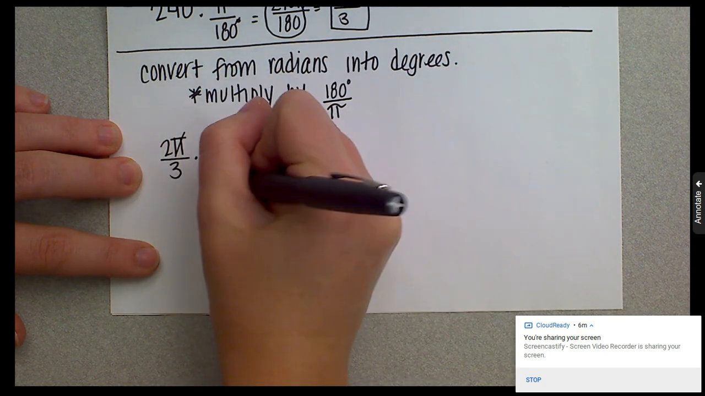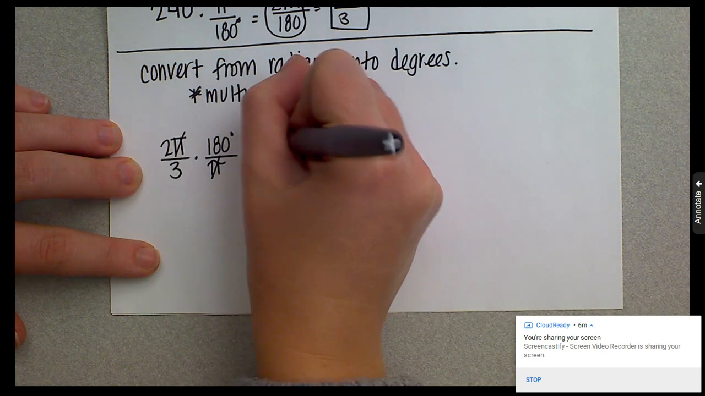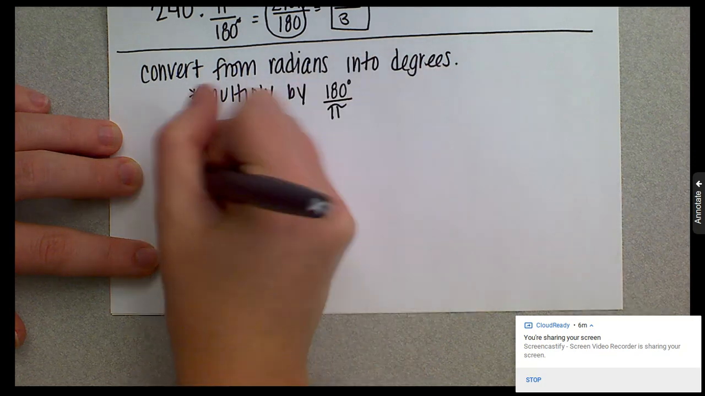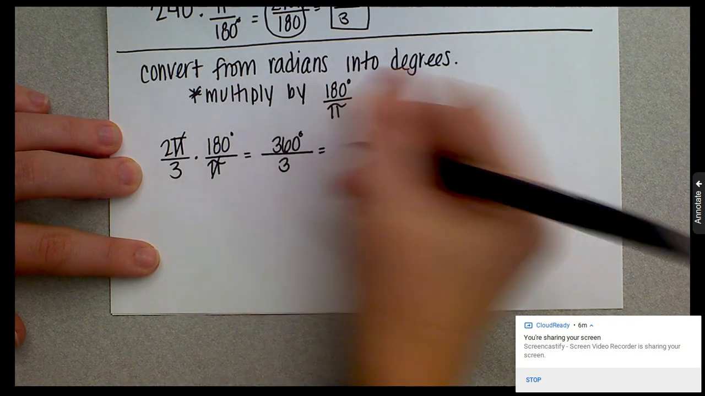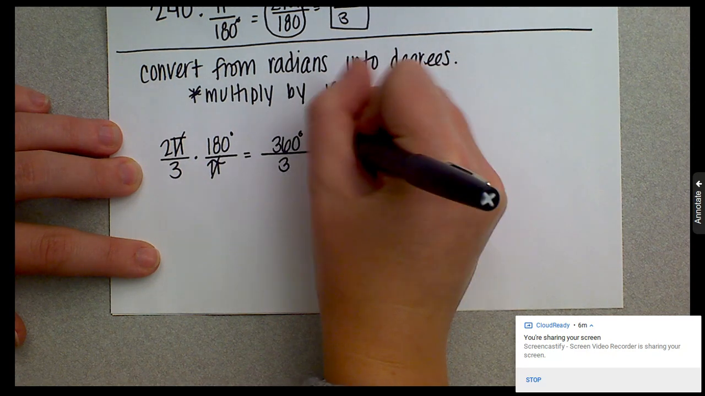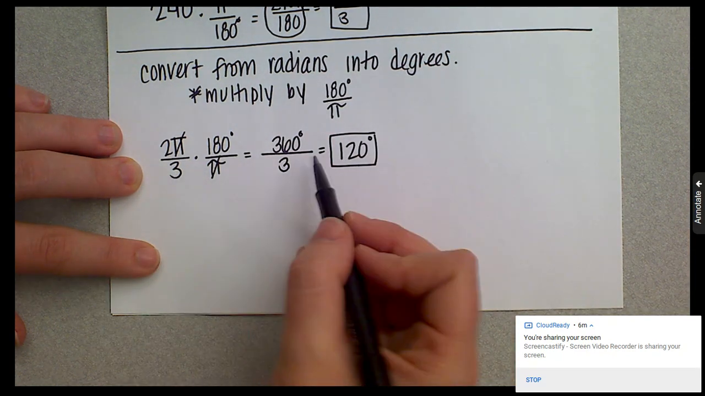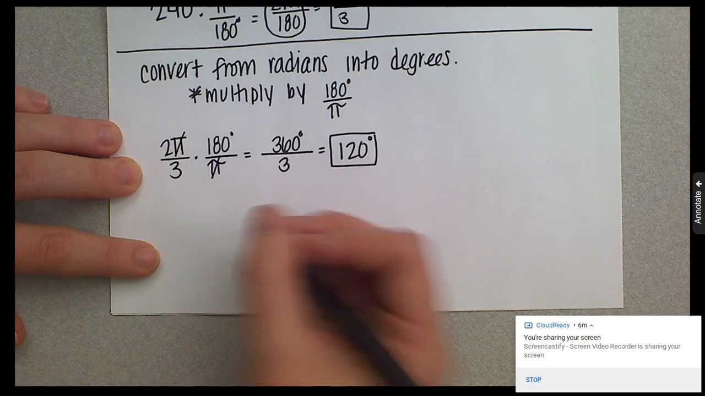What happens is the pi's cancel. That's kind of nice. So I just go straight across. 2 times 180 is 360. On the bottom, we just have 3. Then you divide that out in your calculator, and your final answer would be 120 degrees. Once again, I can visualize where that is, the radian not so much. So sometimes converting to a degree is going to be helpful.